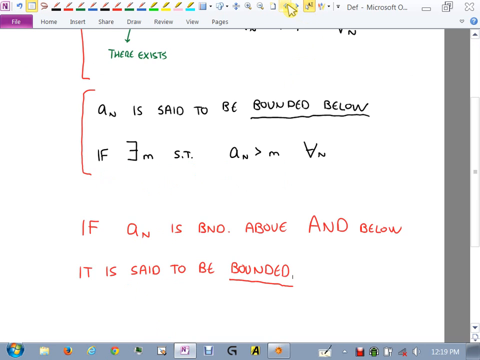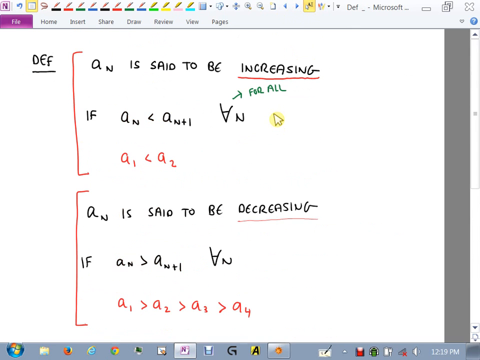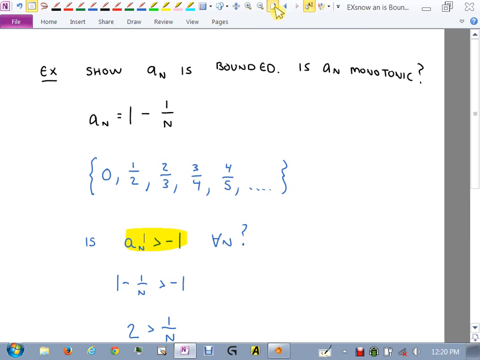So I go back to the definition. What does it mean to be increasing? This right here, right? I have to show that's true. I have to show that a sub n is less than a sub n plus 1. That's what I have to show. Y'all ready for me to show that? Pay attention to how I do it. So monotonic.